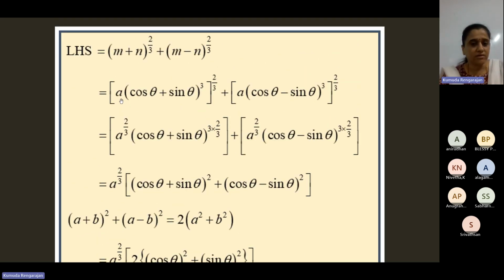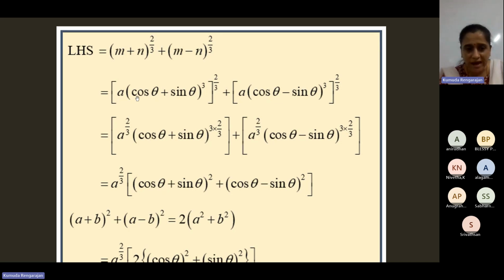So see A here, and it's raised to the power 2 by 3. So A to the power 2 by 3. Then this one is raised to the power 3 and further raised to the power 2 by 3. So multiply the powers, 3 into 2 by 3. So we are applying this power to A and cos theta plus sine theta, the whole cube.